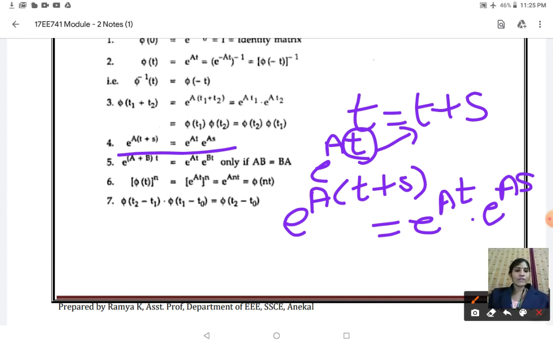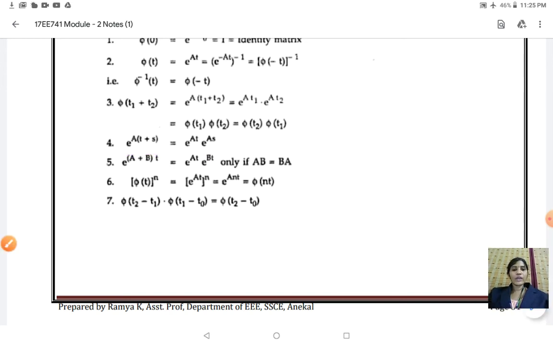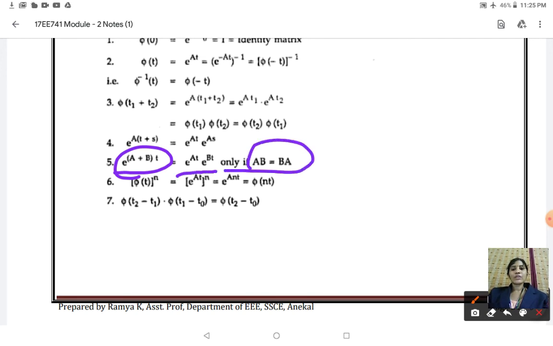Now when you have a constant a, it is not only the constant a. When you have a plus b as a constant, you will have e to the power of a plus b into t. So this we can write as e power at, e power bt, if and only if ab is equal to ba. If this condition is satisfied, then only this property remains true.